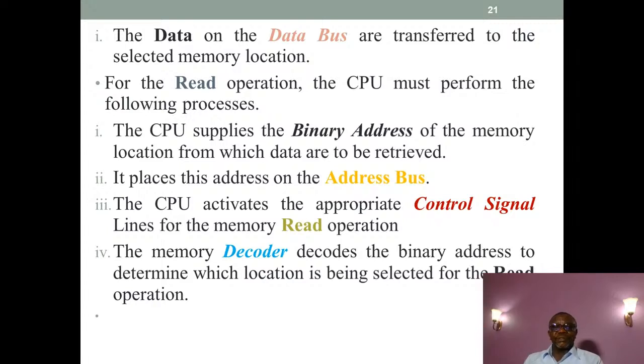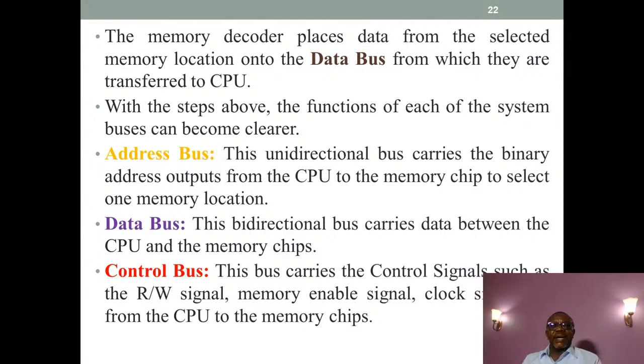For the read operation, the CPU must also perform the following processes. 1, the CPU supplies the binary address of the memory location from which data are to be retrieved. It places this address on the address bus. It activates the appropriate control signal for the memory read operation. The memory decoder decodes the binary address to determine which location is being selected for the read operation. The memory decoder places data from the selected memory location on the data bus from which they are transferred to the CPU. With the steps above, the functions of each of the system buses can become clearer.